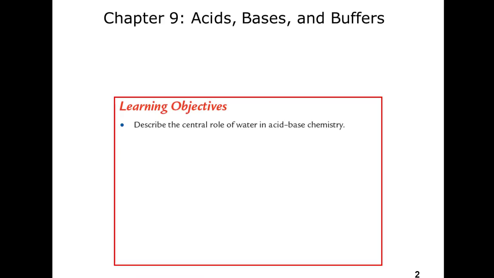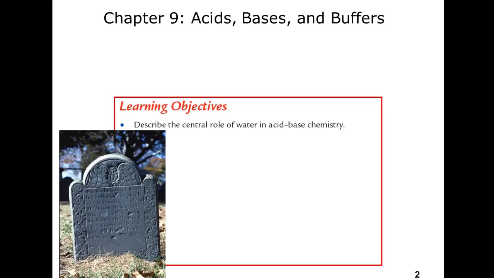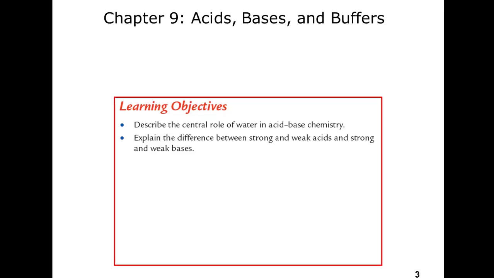Chapter 9 is all about acids, bases, and buffers. We will describe the central role that water plays in acid-base chemistry. Here you can see on this gravestone that over time acid rain has etched away the stone to the point where you cannot even read it any longer. We'll be learning all about acids and acid rain in Chapter 9. Let's start learning Chapter 9 material right now.